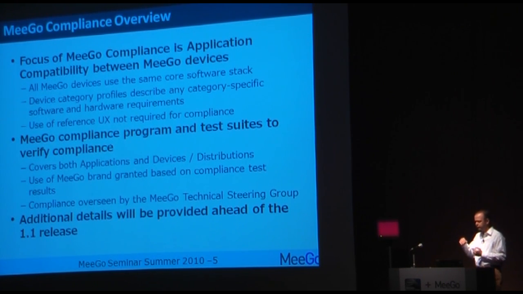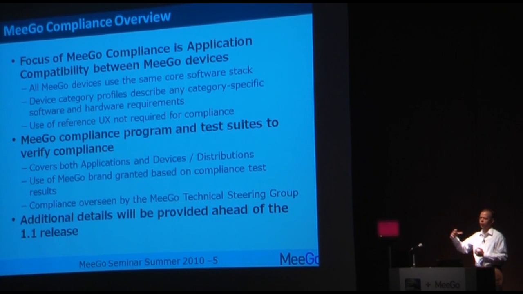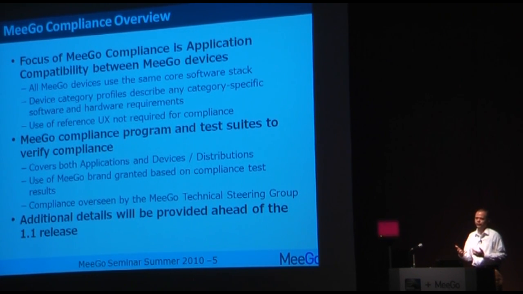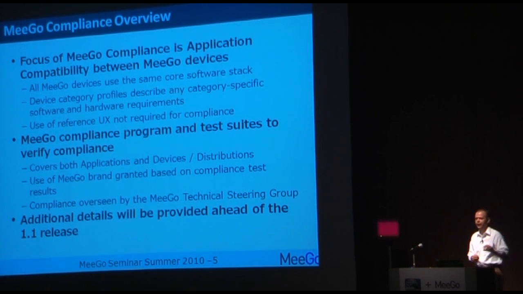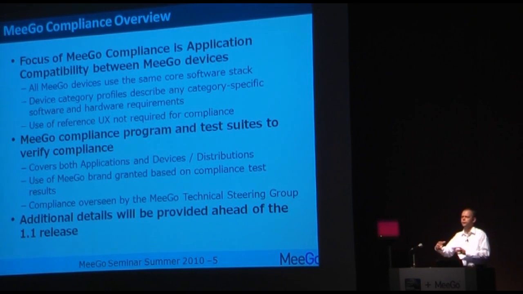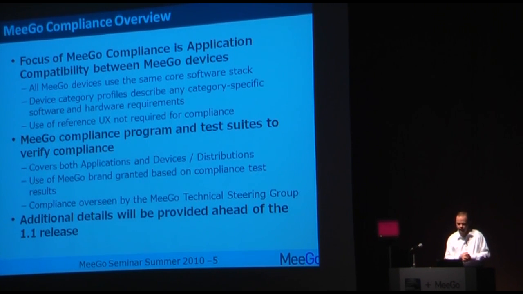Compliance is for applications, and it's also for devices or software distributions, if you will. So you could be, for example, Novell with their SUSE Linux product. They can be MeeGo compliant on that piece of software, or somebody that constructs a device, say a handset, could be MeeGo compliant for that device.